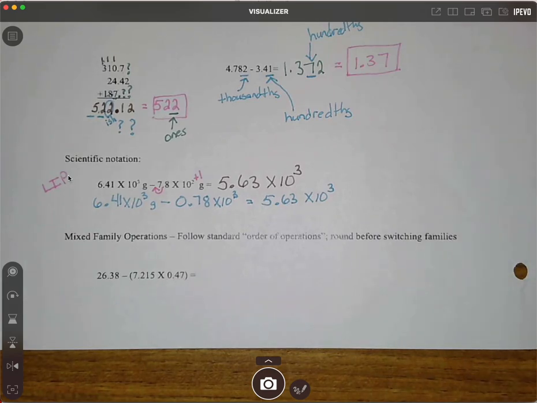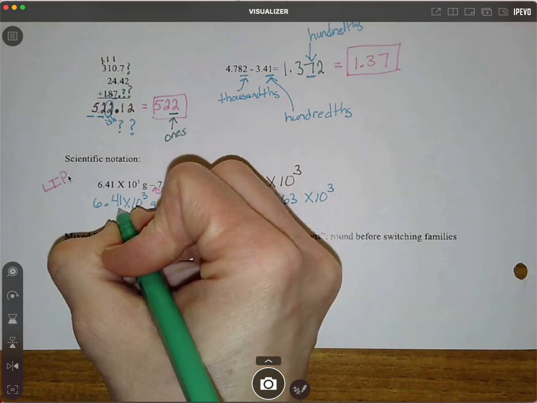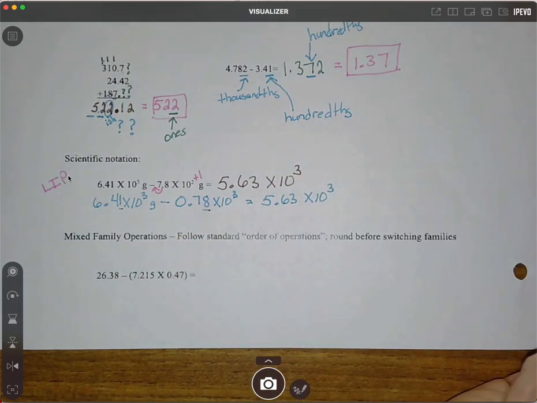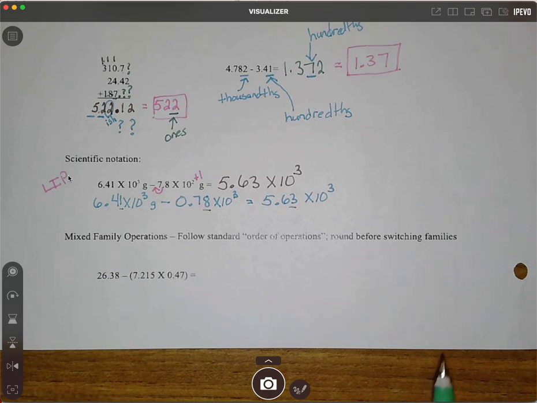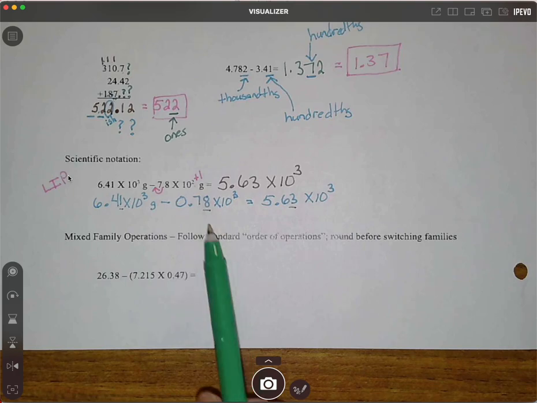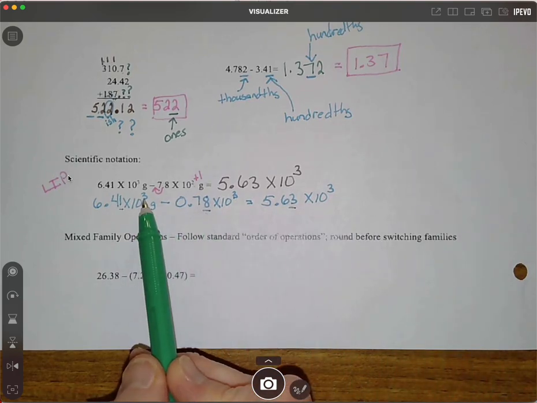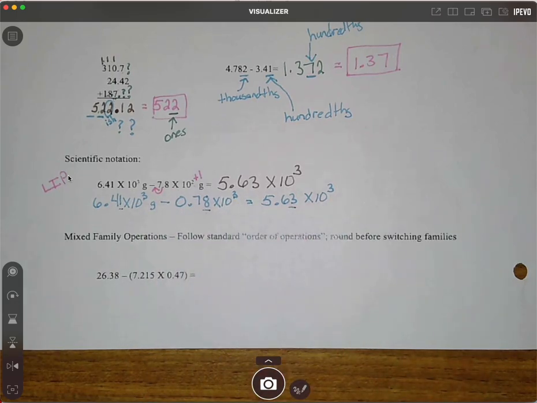Once I rewrite everything to the third power, I realize that this one goes to 2 decimal places, this one goes to 2 decimal places, and therefore I can keep that one to 2 decimal places. If I wouldn't have rewritten this, I would have accidentally rounded off to 1 decimal place. But that 1 decimal place to the second power is actually the second decimal place when you're to the third power. These powers have to match before you can make the comparison.